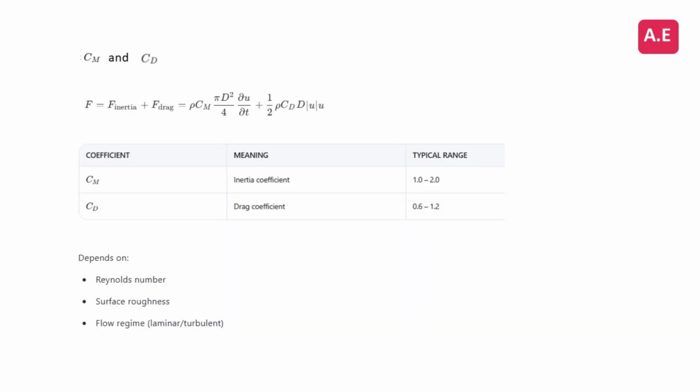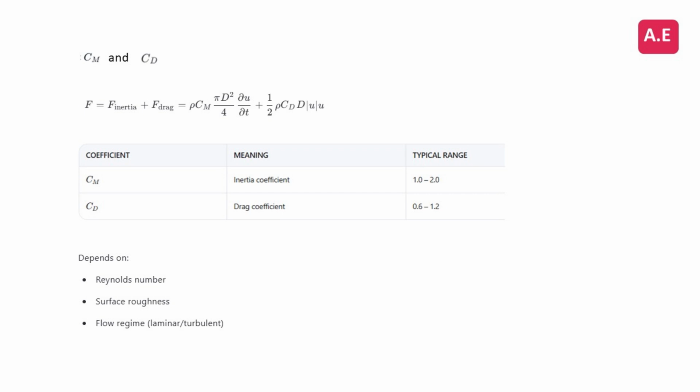Let's take a closer look at the force coefficients involved, the inertia coefficient Cm and the drag coefficient Cd. These coefficients are empirical, meaning they are determined through experimental studies rather than purely theoretical derivation. They account for the complex interactions between the wave and the structure, including effects like flow separation, turbulence, and added mass. The inertia coefficient, Cm, reflects how much water moves with the structure, essentially the added mass effect.